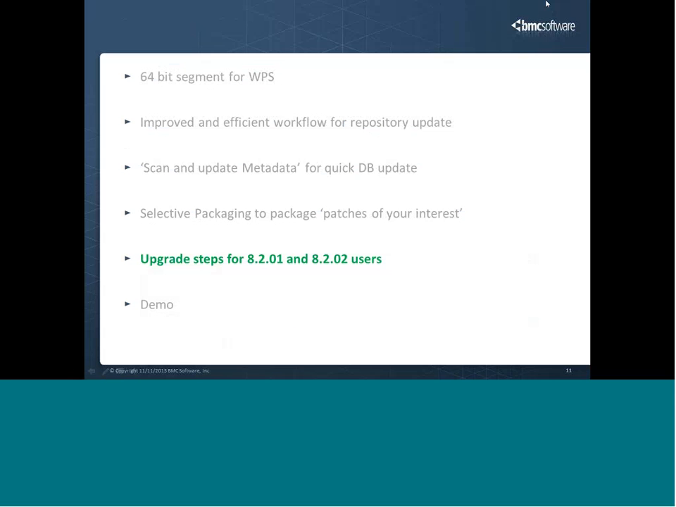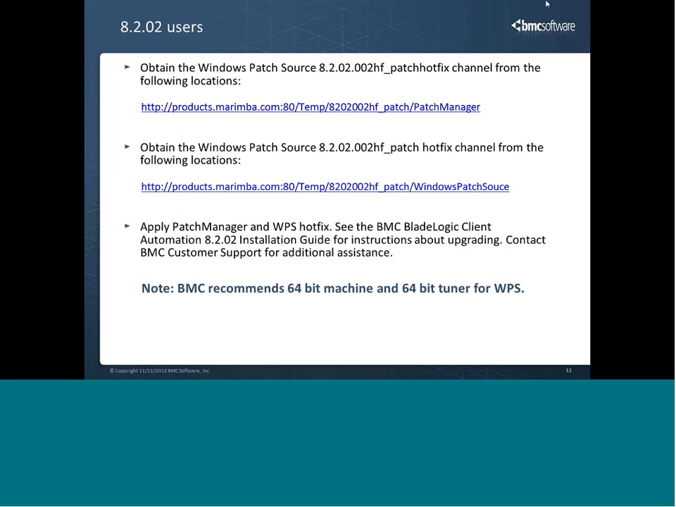Now, as I mentioned that this comes out in a hotfix, what are the upgrade steps for the users? For 8202 users, things are pretty simple because the tuner comes with a 64-bit segment. You obtain the WPS hotfix channel from this location. You get the patch manager also, and you apply patch manager and WPS hotfix. Just the conventional process, read our upgrade document. As I mentioned, we recommend a 64-bit machine and a 64-bit tuner for WPS.